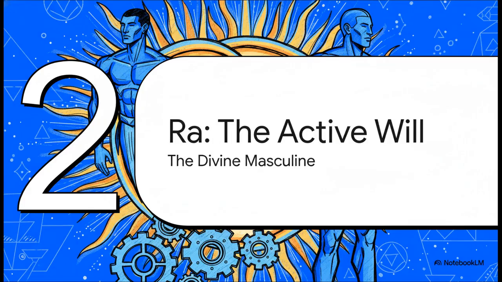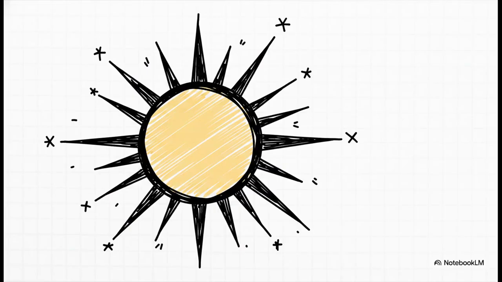Moving on to Section 2, Ra, the active will. Now that we've got the hardware down, let's break down the distinct forces that actually power this whole system, starting with the first component of the Israel reality engine, which is Ra. Ra is essentially the unmanifest divine source actively radiating outward.